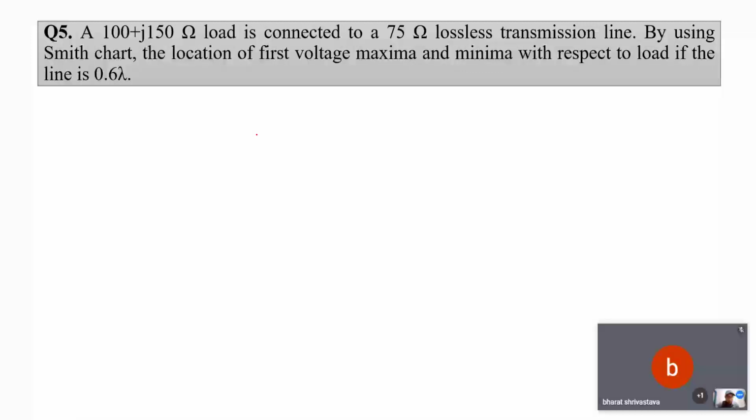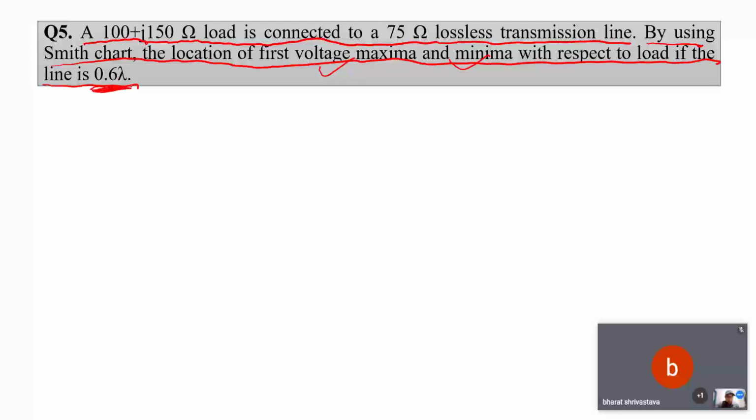So now moving to the next question. Here it is given that a 100 plus j150 ohm load is connected to a 75 ohm lossless transmission line. By using a Smith chart, the location of first maxima and minima with respect to the load if line is 0.6 lambda. Basically, you have to find where the voltage maxima and minima will be if the overall length of the transmission line is 0.6 lambda.